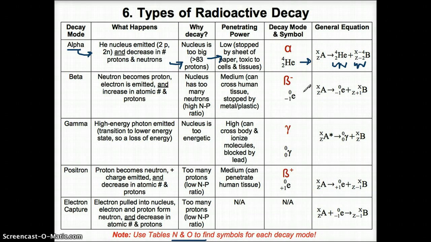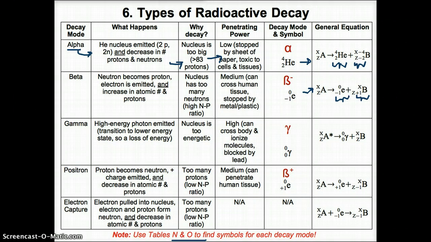And the general equation for beta decay is you have this nuclide A with mass number X and atomic number or charge Z undergoing beta decay, emitting two things. First off, the first thing you emit in the products is an electron with mass 0, charge -1, and symbol e, along with also, in addition, a nuclide B with mass number X and charge Z plus 1.